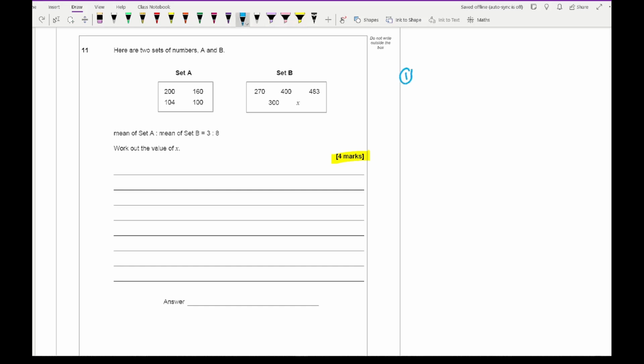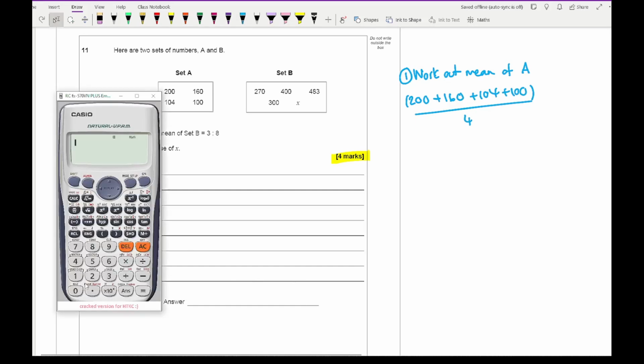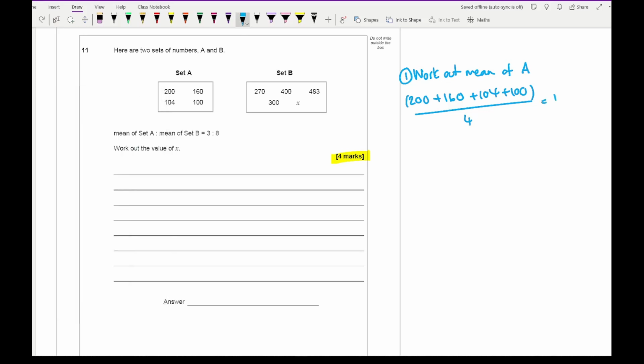So the first thing we need to do is work out the mean of A. Now how do we do that? Well, we just simply add the numbers up and divide by 4. Again, reach for the calculator. So again, adding the numbers in, so 200 plus 160 plus 104 plus 100. Remember to press equals, then divide that by 4, and we get a mean of 141.